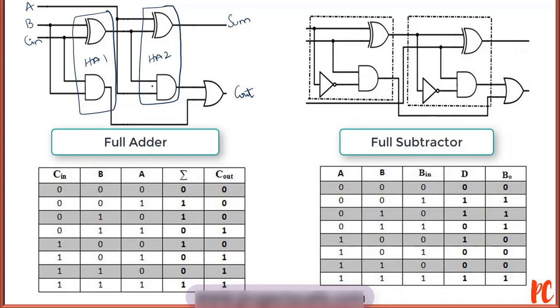If any of the half adder logic produces a carry, then there will be an output carry. Therefore, Cout will be an OR function of the half adder carry outs. It is observed that when all the inputs are high, the outputs of both sum and carry are high.